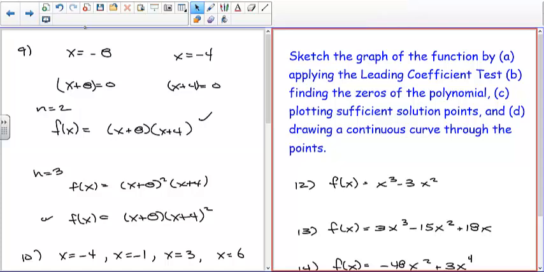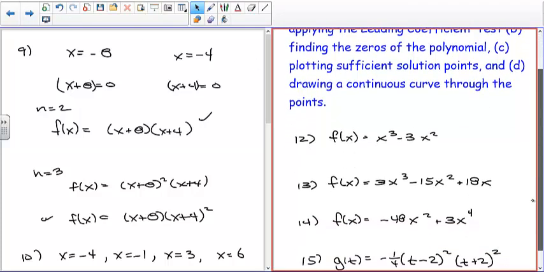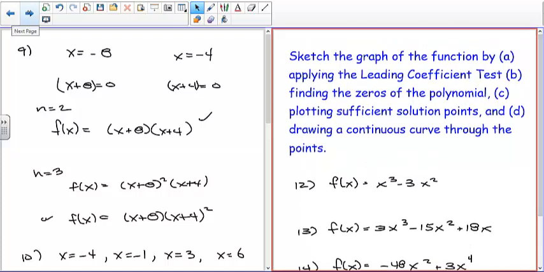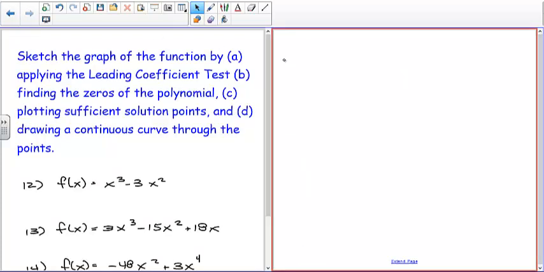So let's just demonstrate this. So how many do we have? We have 3 of them. I think that's all we have for this. So we're going to need some graph paper. You'll need some graph paper at some point. But let's start here. So leading coefficient.